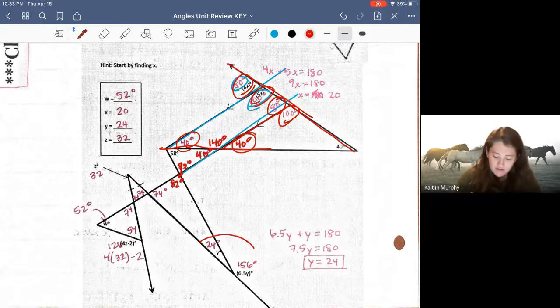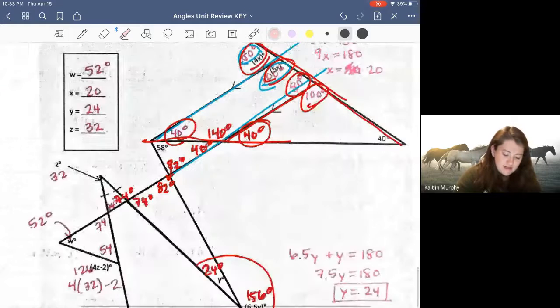Our y's, we can make those supplemental. So 6.5y plus y equals 180, 7.5y equals 180, y equals 24. That's great. We've got 24 degrees and 156 degrees. Now that we have that 24, we can get this 74 up in the corner. Vertical angle that across.